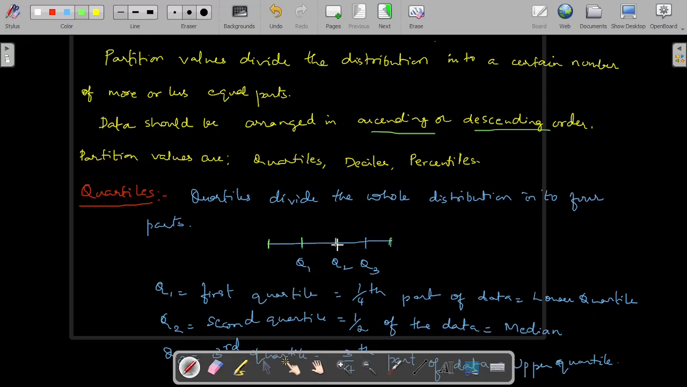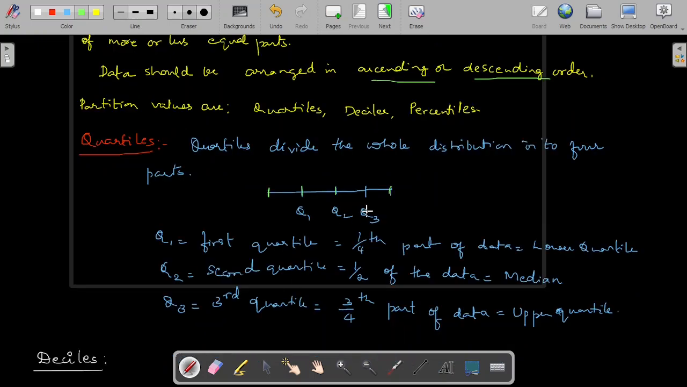Any values which fall below Q2 represent 50% of the data. Similarly, Q3 is the third quartile, also called the upper quartile, which represents three-fourths of the data. So values which fall below Q3 represent 75% of the data. Here there will be a minimum value and here a maximum value, because we are arranging the data in ascending or descending order. Here I have arranged it in ascending order, so minimum first, maximum next. So this is the meaning of quartiles.